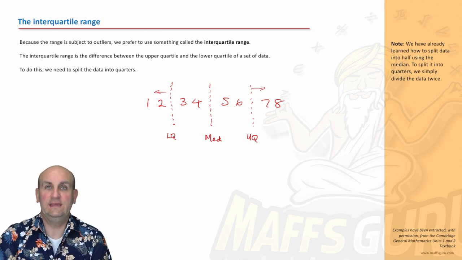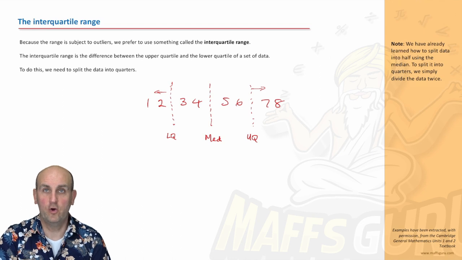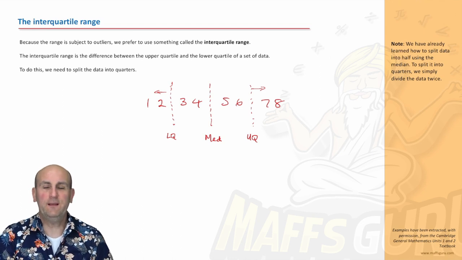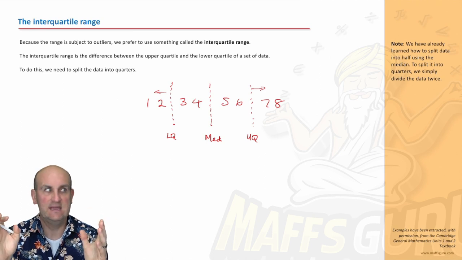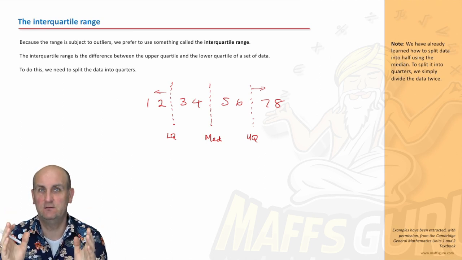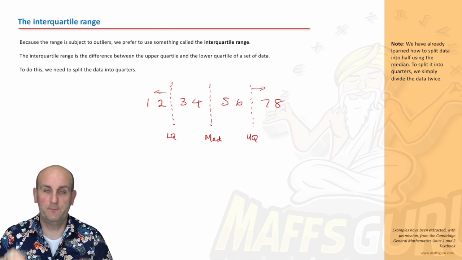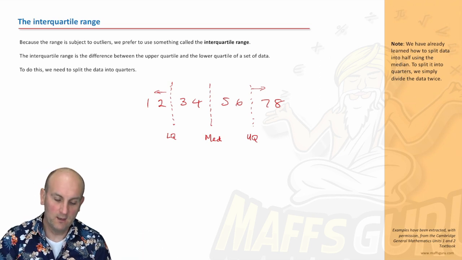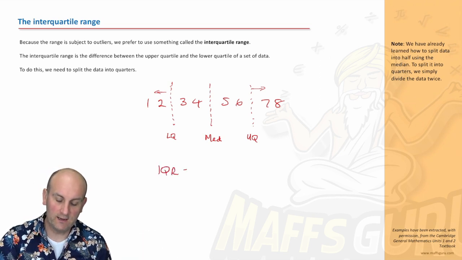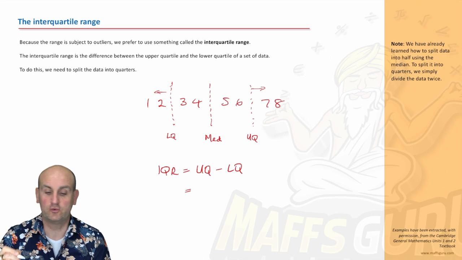So what do you reckon the interquartile range is? Well, if we think about the word range, it means the bigger one take away the smaller one. Inter means between, and quartile means quarters. So the difference between the quarters. My interquartile range, which we abbreviate as IQR, is actually my upper quartile minus my lower quartile.